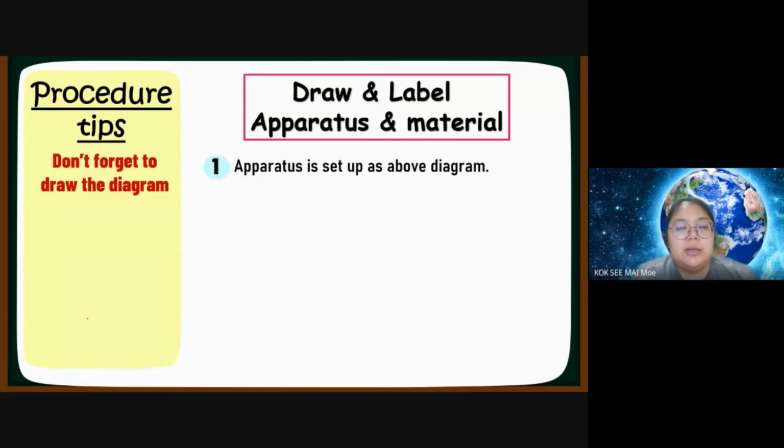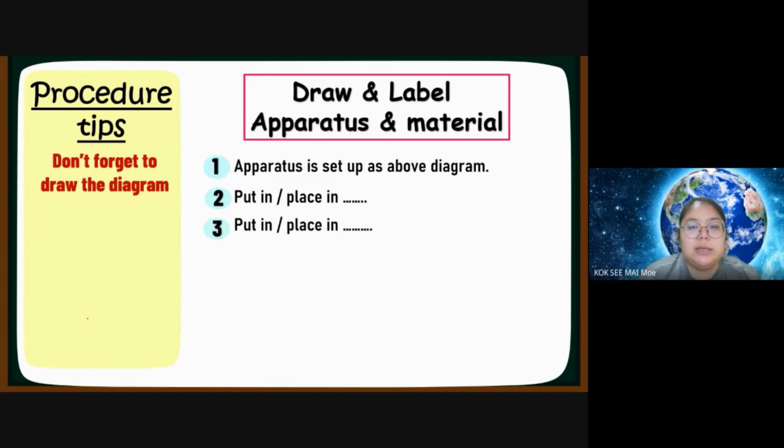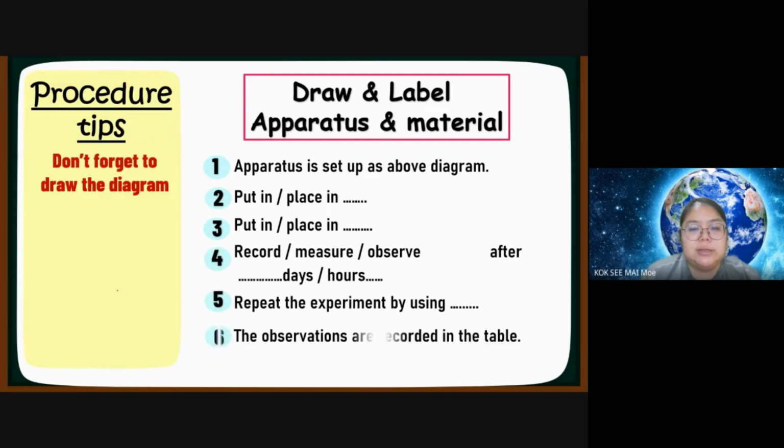Okay, first one, for your procedure, you normally just write this one: Apparatus is set up as above diagram. Okay, refer to the diagram above. Okay, number 2, you must say put in, or you say place in. Okay, place in what? Later I show you, I show all first. Place in the CV, constant variable.